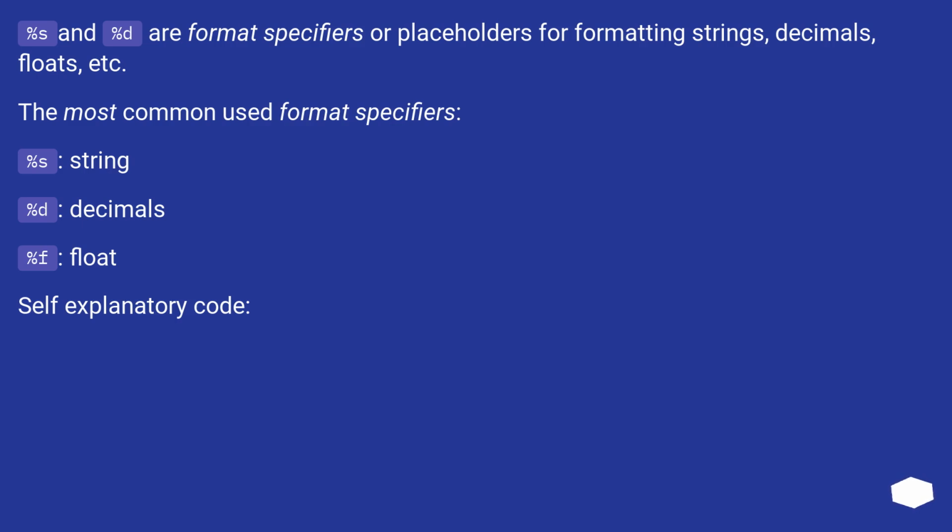%s and %d are format specifiers or placeholders for formatting strings, decimals, floats, etc. The most commonly used format specifiers: %s, string; %d, decimals; %f, float. Self-explanatory code.